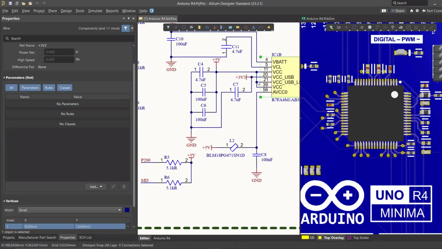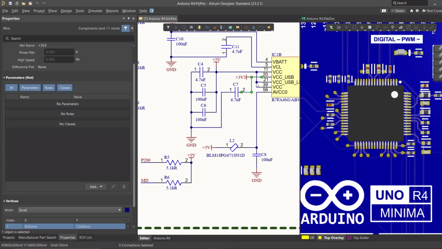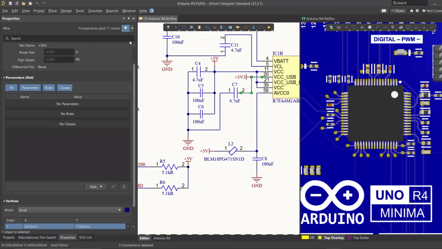You can see also here in pins 11, 39, and 21, the VCC USB is the output of the internal USB LDO, providing 3.3V to the peripherals.